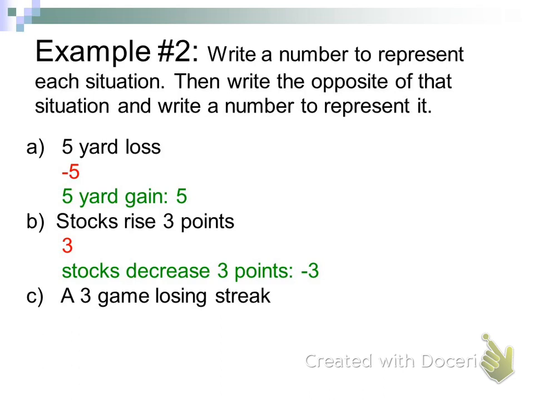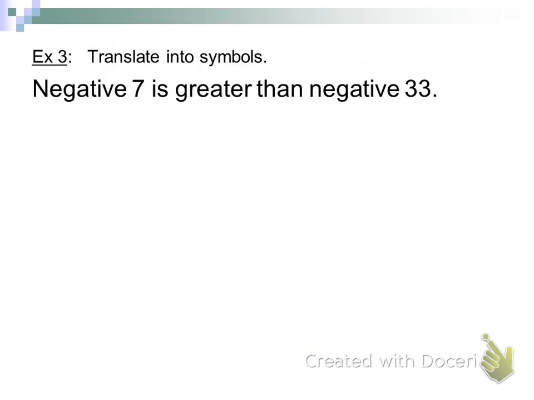A 3-game losing streak. This makes me think of baseball right now. Everyone's talking about like this team's up 2 games, this team's down half a game, right? So if you have a 3-game losing streak, yes. Good. So if you're keeping track of your overall record, losing 3 games in a row would be pretty bad, right? That's going to take you down 3 or negative 3. And then the opposite would be obviously a winning streak, which would be positive 3. Any questions so far? All right, next we are going to translate this into symbols.